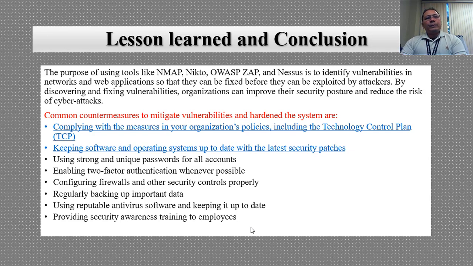In conclusion, by implementing these countermeasures, organizations can reduce their attack surface and make it more difficult for attackers to exploit vulnerabilities. This can help reduce risk and harden systems against attack. Hardening a system involves implementing measures to reduce its attack surface and make it more difficult for attackers to exploit vulnerabilities. This is an important step in improving the security posture of an organization and reducing the risk of cyber attacks.